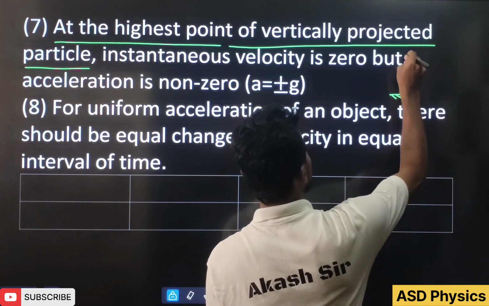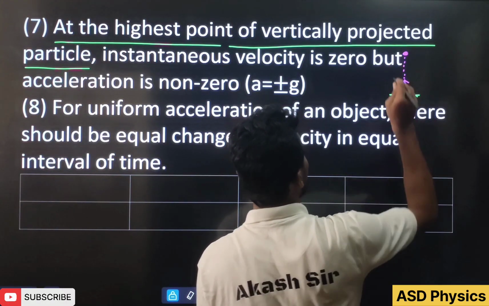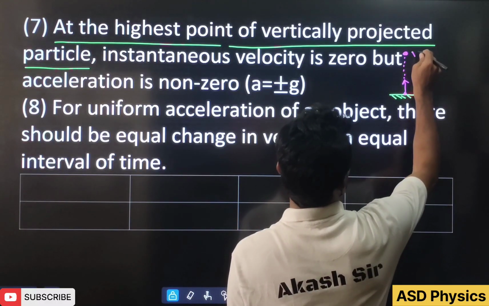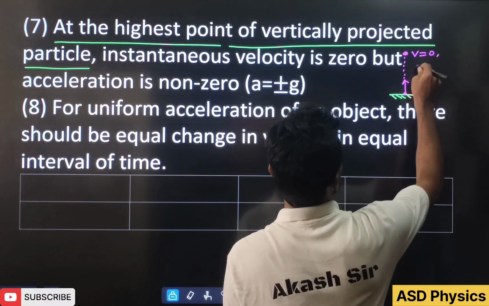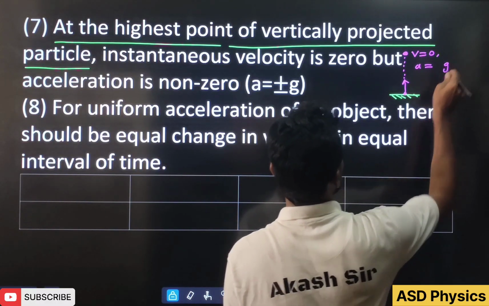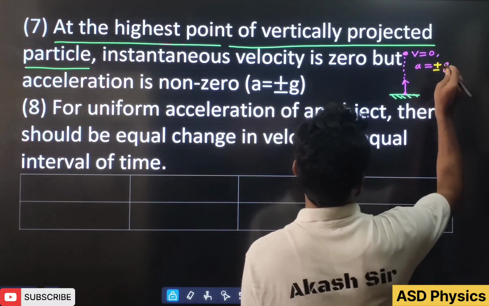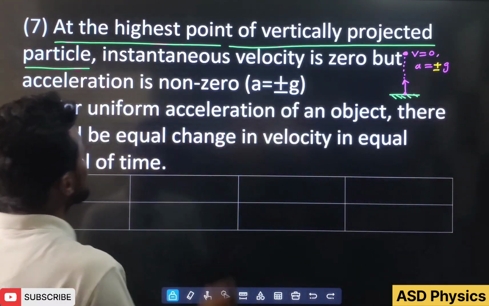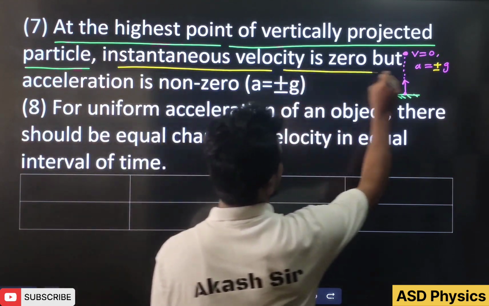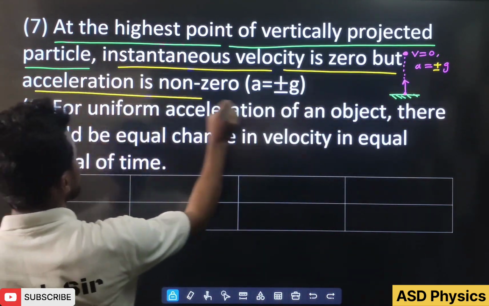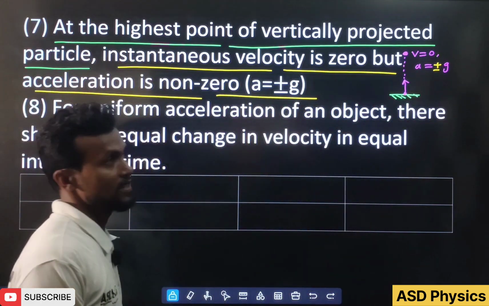So what will happen here? When it goes up and reaches the highest point, the final velocity will be 0, but how much is the acceleration here? g. Depending upon the sign convention, it can be plus g, it can be minus g. That is what it is telling: instantaneous velocity is 0, but acceleration is non-zero, it can be plus or minus g. Remember that.